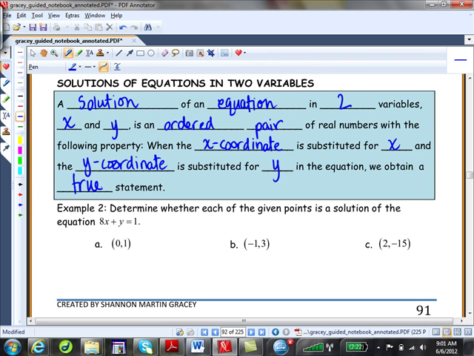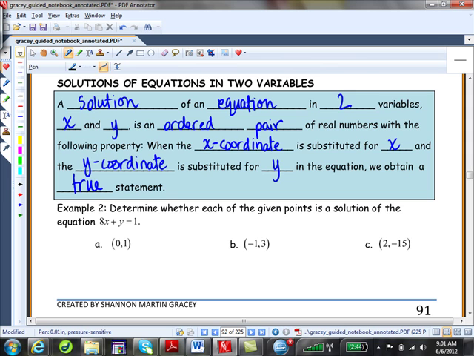So let's check it out. And by the way, what do you think this means? If we get a true statement, what does it mean? Good. It means that the ordered pair that you tested is actually a point that's on the line. Remember, a line's made up of infinitely many points, right? So if you plug in, like this first one, 0 for x and 1 for y, and we get a true statement, that means that the ordered pair 0, 1, that point, is on the line 8x plus y equals 1.